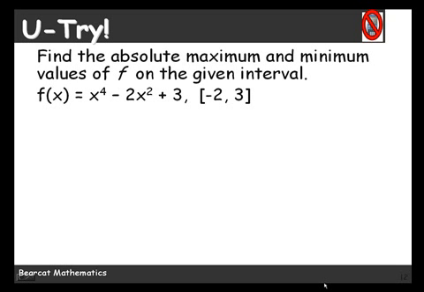First thing you're going to do is take the derivative of the function. So f prime would equal 4x to the third minus 4x. We should also note that this function is continuous on the interval from negative 2 to 3. There's not going to be any breaks or gaps or jumps.